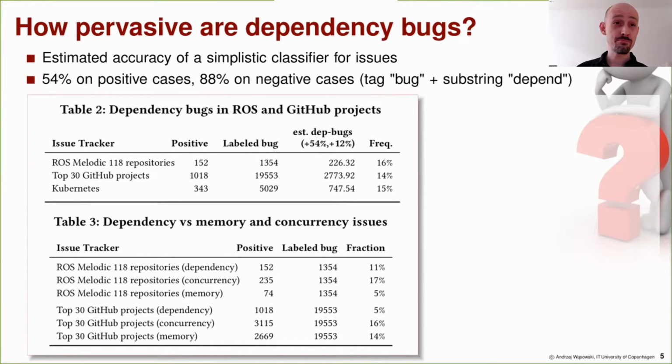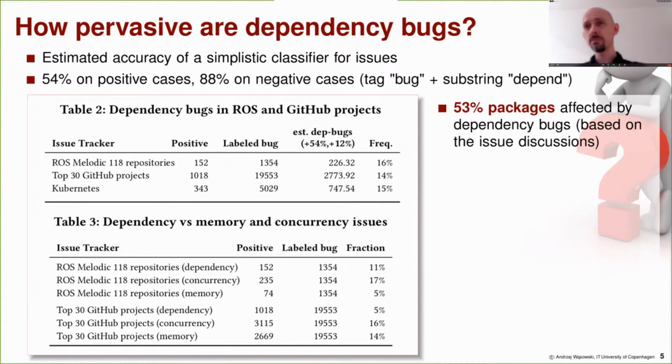So we decided to check other GitHub projects. We went to the top 30 GitHub projects. This number was 14%. That seems to be a very common problem. And very quickly, we did a back of the envelope classification that seems to indicate that this is on par, in the same sort of ballpark category, as concurrency or memory errors. Whereas there is lots of research on concurrency and memory errors, and dependency errors, yeah.